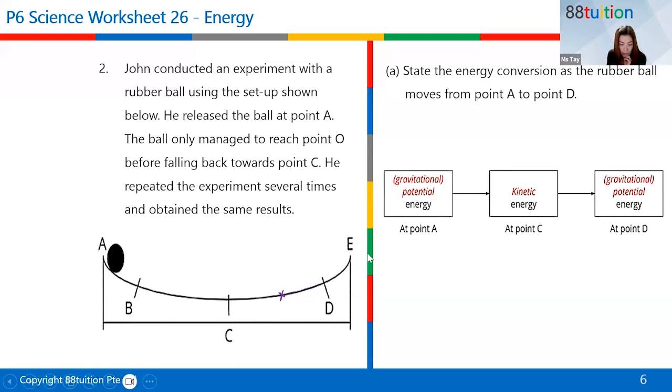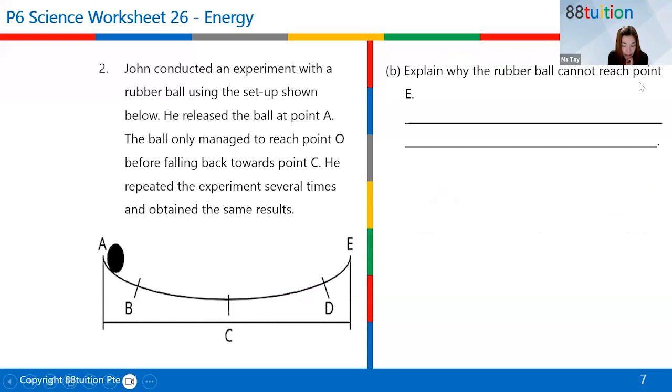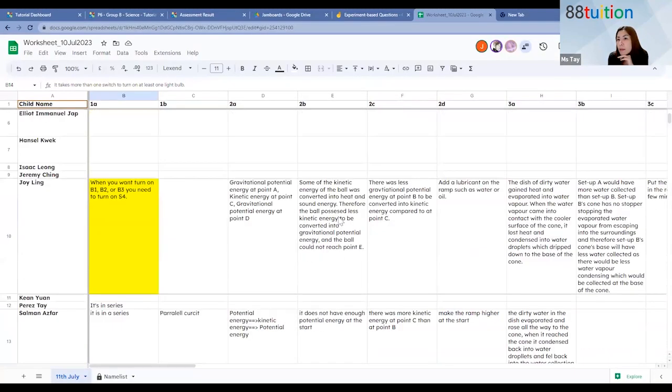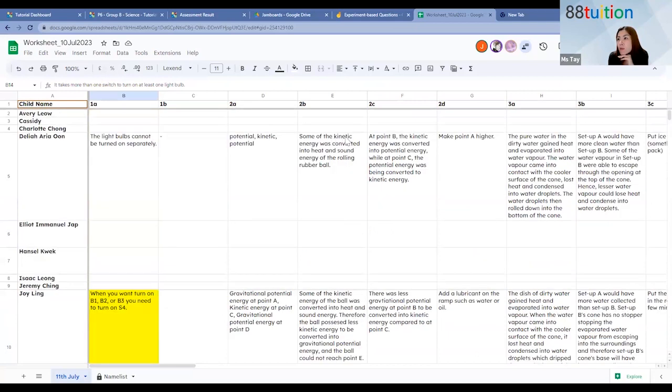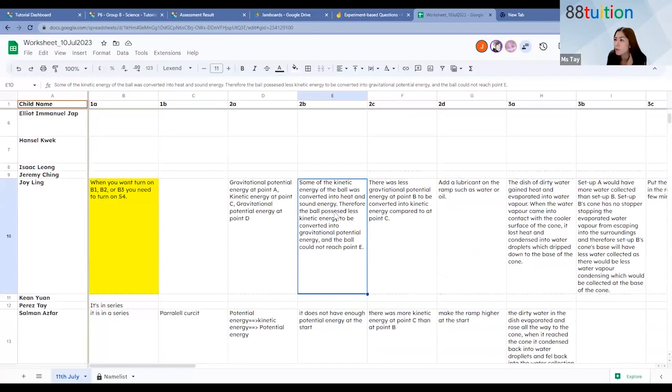No. Okay, good. Next, explain why the rubber ball cannot reach point E. If I look at your answers, very good. Delia says some of the kinetic energy is converted into sound and heat. Yes, great. So some of the kinetic energy of the ball is converted, therefore lesser kinetic energy. Okay, good. It does not have enough potential energy at the start.